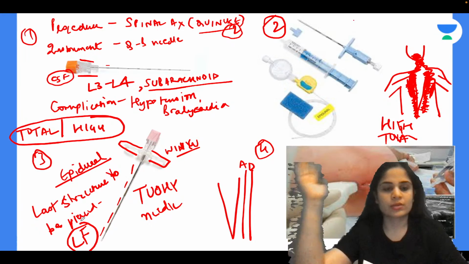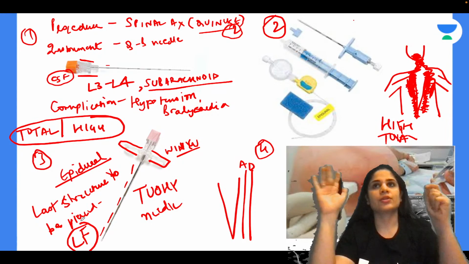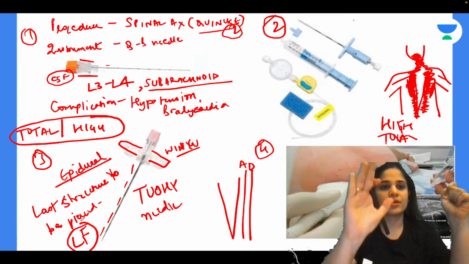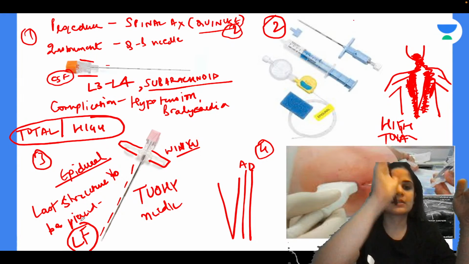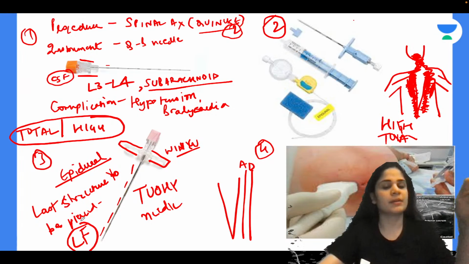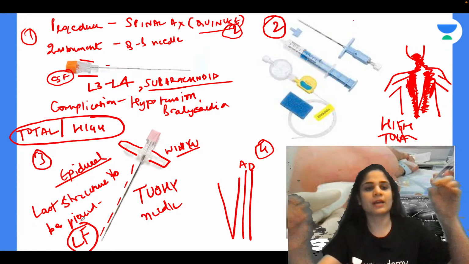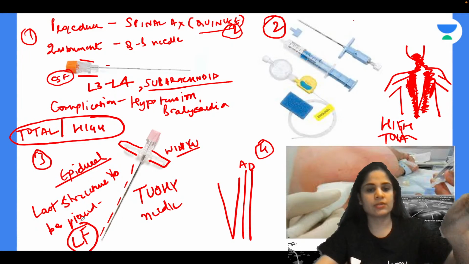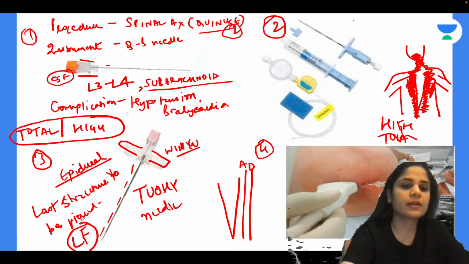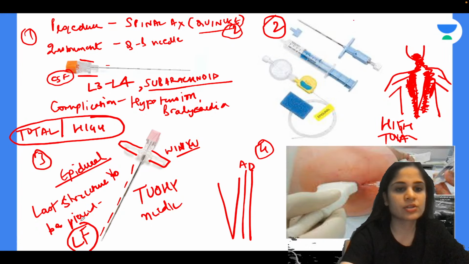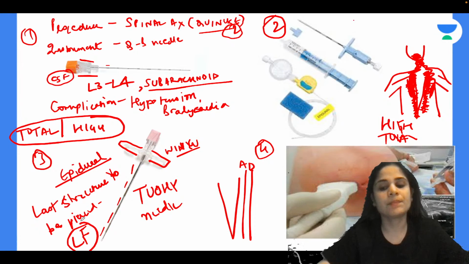If you go from outside to inside, you have your skin, subcutaneous tissue, and then supraspinous ligament, interspinous ligament and ligamentum flavum. Once you pierce the ligamentum flavum, you get a loss of resistance and you reach the epidural space. Alright, one of the important things they ask is: what is the complication of epidural anesthesia? Same as spinal anesthesia, both can cause hypotension, because you are blocking the sympathetic spinal nerves.